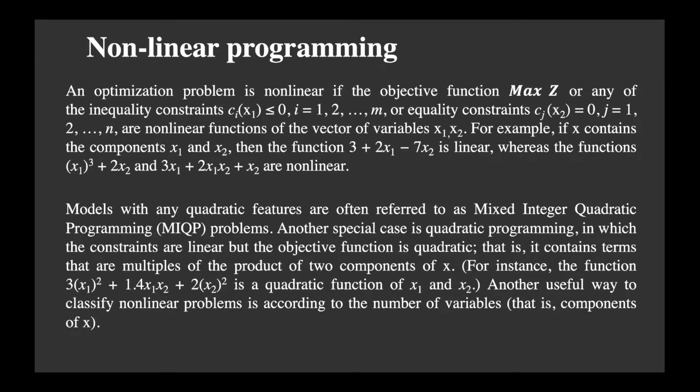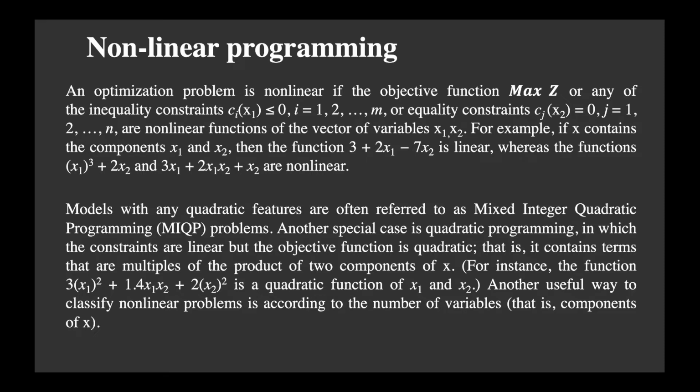An optimization problem is nonlinear if the objective function, maximize z, or any of the inequality constraints, c_i of x less than or equal to 0, where i equals 1, 2, ..., m, or equality constraints, c_j of x equals 0, where j equals 1, 2, ..., n, are nonlinear functions of the vector of variables x. For example, if x contains the components x1 and x2, then the function 3 plus 2 x1 minus 7 x2 is linear, whereas the functions x1 cubed plus 2 x1 squared and 3 x1 plus 2 x1 x2 plus x2 are nonlinear.